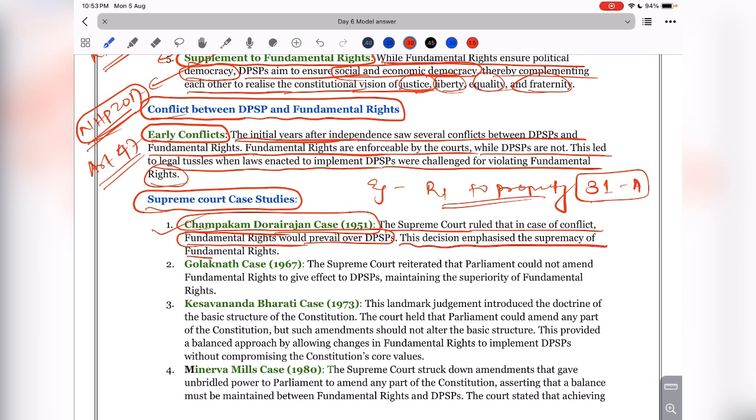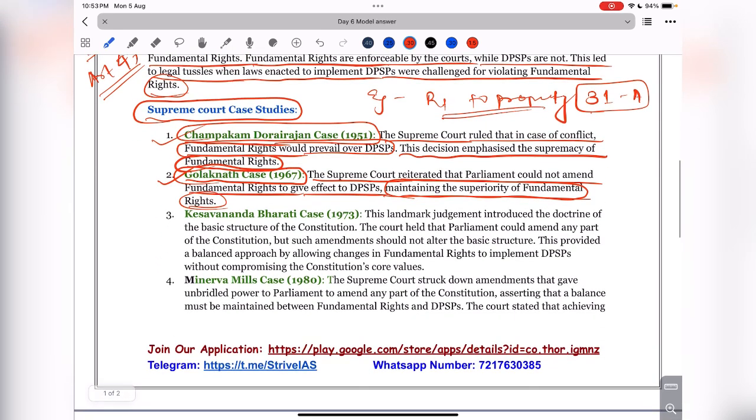Okay. After that, Parliament enacted the constitutional amendment to nullify this judgment to implement the DPSP that might violate the fundamental right. Then in Golaknath case, the Supreme Court reiterated that Parliament could not amend the fundamental right to give effect to the DPSP, maintaining the supremacy of fundamental right. ठीक है, फंडामेंटल राइट को पूरा का पूरा सुप्रीम का दर्जा दिया गया. एंड नेक्स्ट, to nullify that effect, Parliament enacted 25th Constitutional Amendment Act.